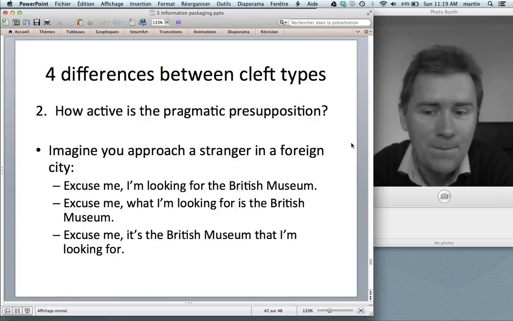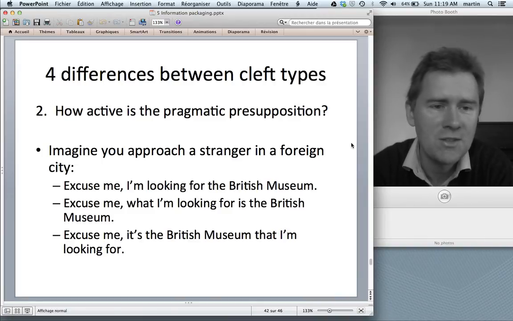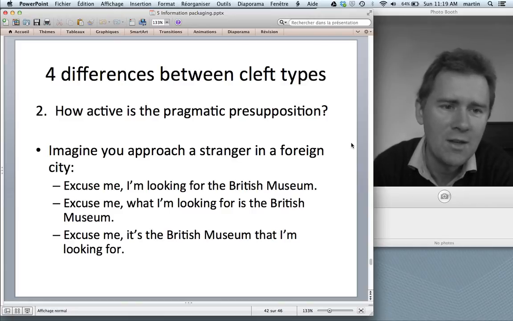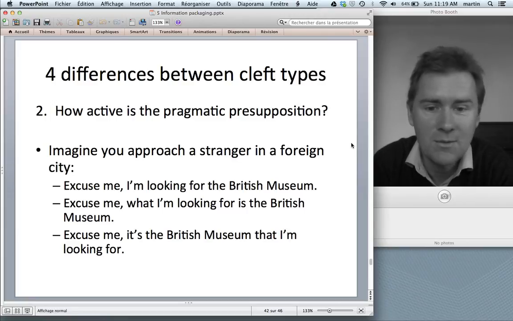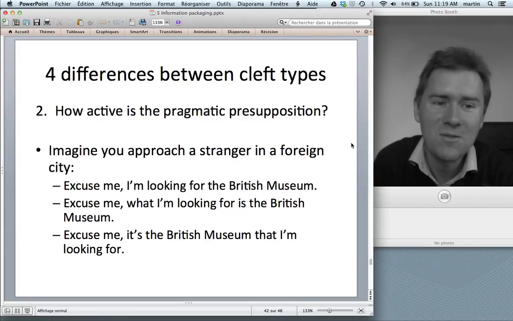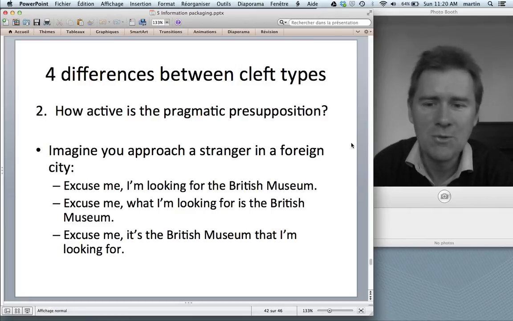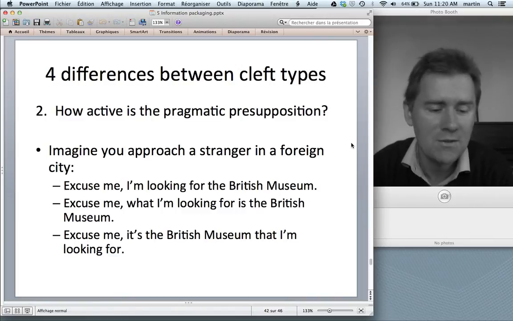So in a WH cleft, the pragmatic presupposition does not need to be quite as strong as in the IT cleft. In the IT cleft, the pragmatic presupposition needs to be firmly established, with no doubt whatsoever that we're talking about common ground here. So both parties need to be super sure that the speaker is looking for something, and that with a complete stranger that you haven't talked to. So rather, it would be the WH cleft. And here's a difference between WH clefts and IT clefts.